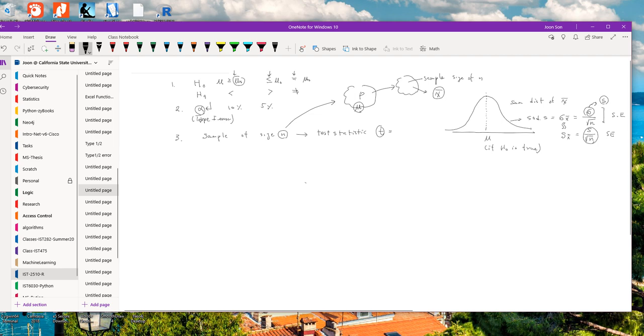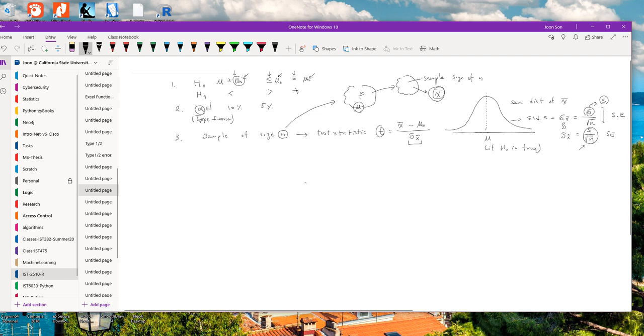To find the t statistic, we need to use this equation. From the sample, we can get the sample mean. Then we have mu naught from the null hypothesis, and divide by S x bar, which is the estimated standard error.